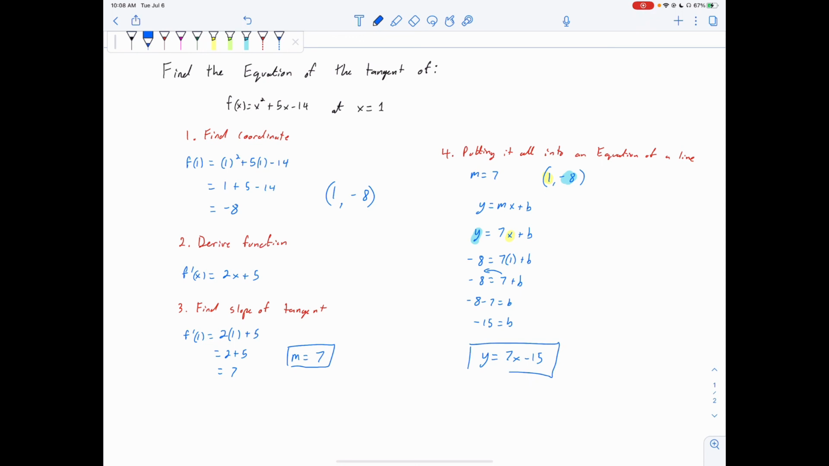And these are the steps you've got to take. Depending on what function, the derivative might look a little bit different, but these overall steps are all going to be identical for anything moving forward.